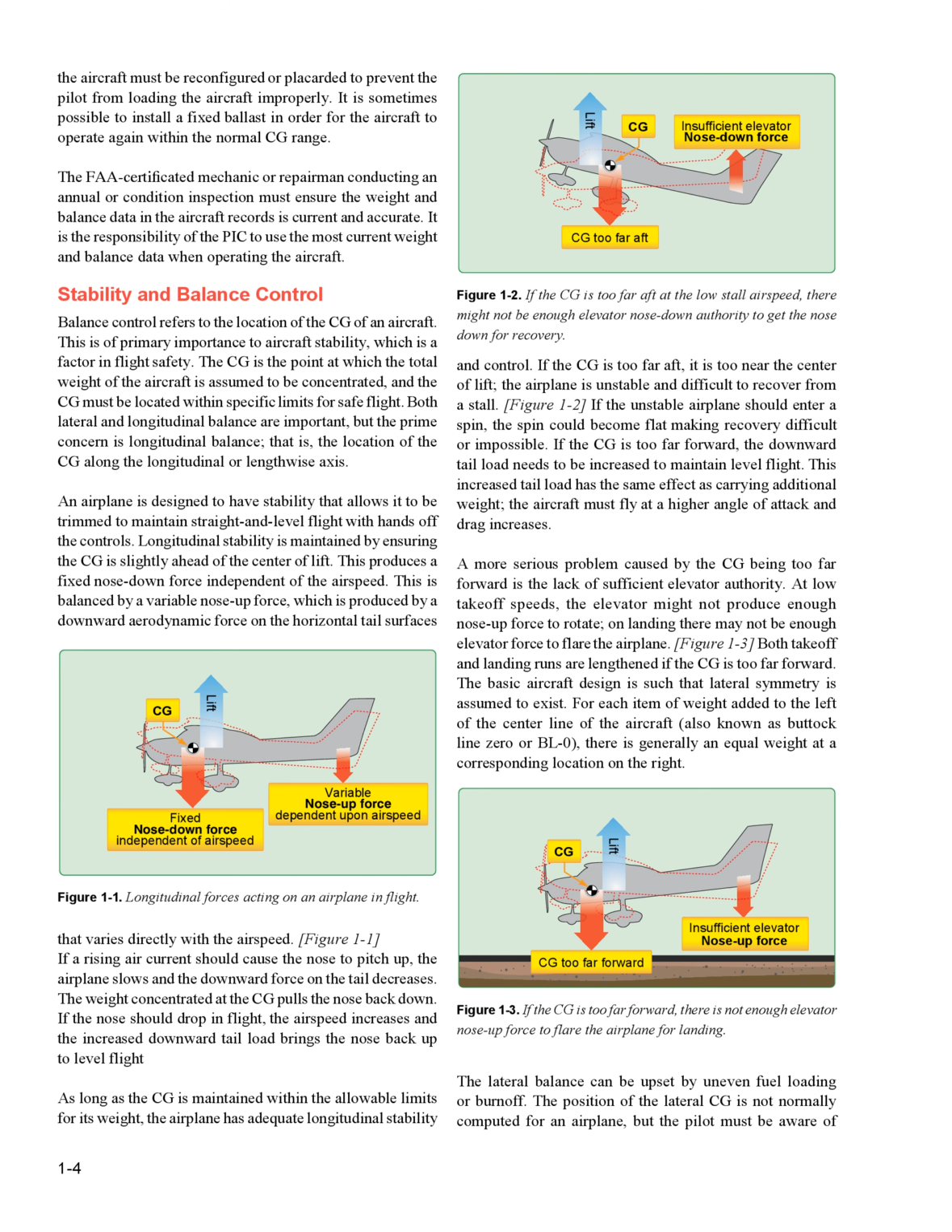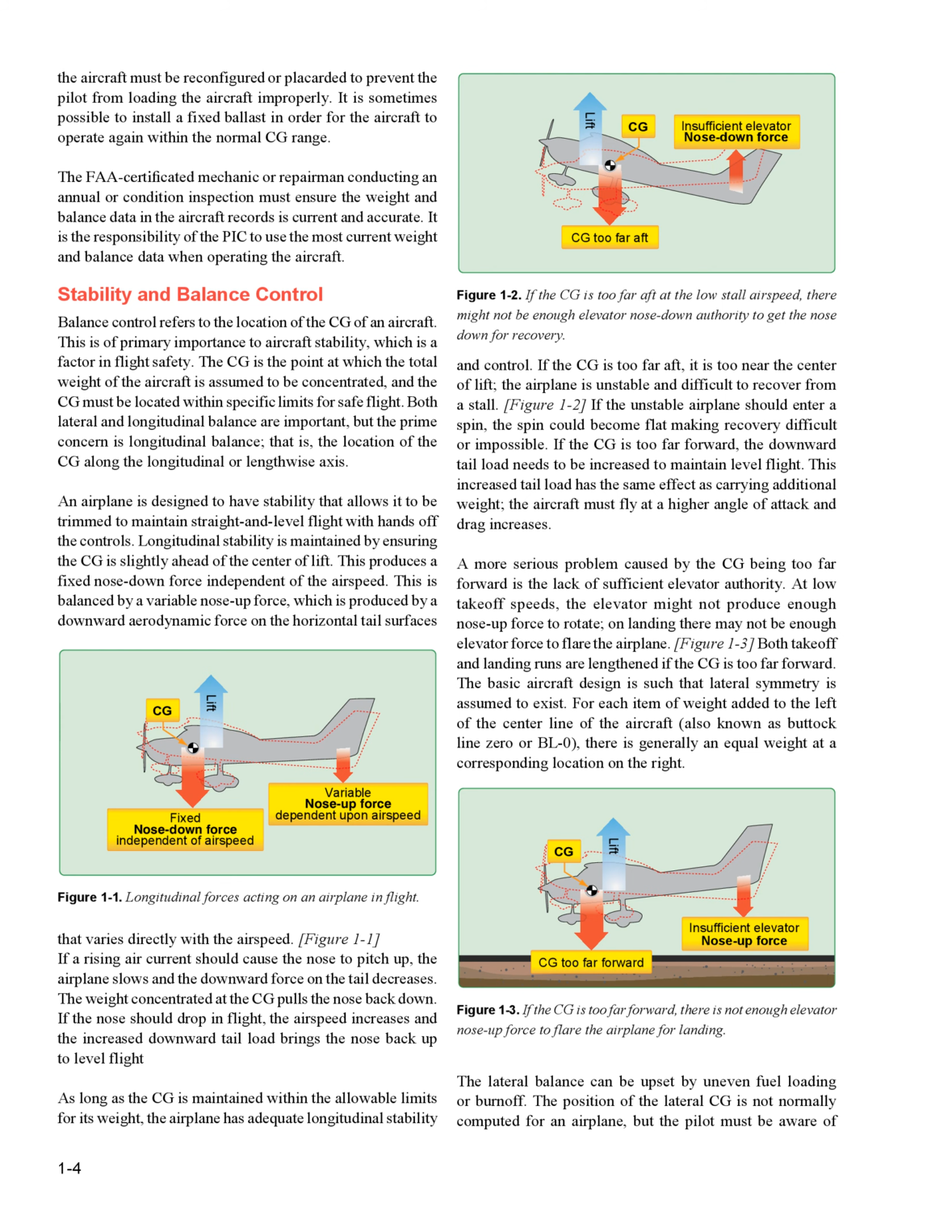If the CG is too far aft, it is too near the center of lift, the airplane is unstable and difficult to recover from a stall. Figure 1.2: if the unstable airplane should enter a spin, the spin could become flat, making recovery difficult or impossible. If the CG is too far forward, the downward tail load needs to be increased to maintain level flight. This increased tail load has the same effect as carrying additional weight. The aircraft must fly at a higher angle of attack and drag increases.